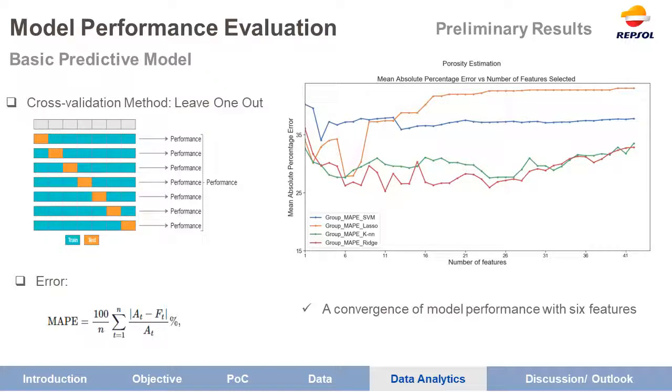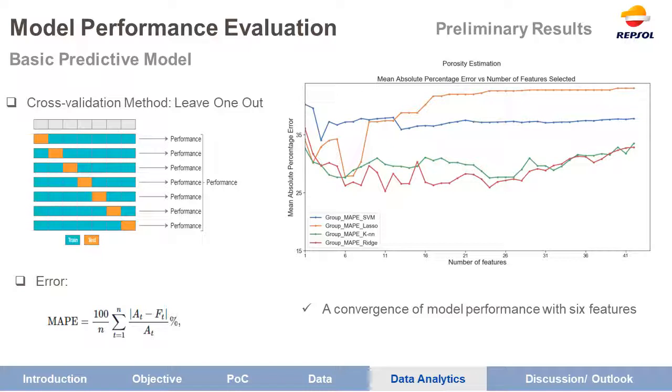To build a model, we use the library scikit-learn from Python. And to test the performance of the model, the leave-one-out cross-validation method was used. With this method, we leave one data point out of the training data, and then, after training the model, we check the prediction on the point left out. The metric used to evaluate the prediction accuracy was the mean absolute percentage error. A_t is the actual value, and F_t is the forecast value.